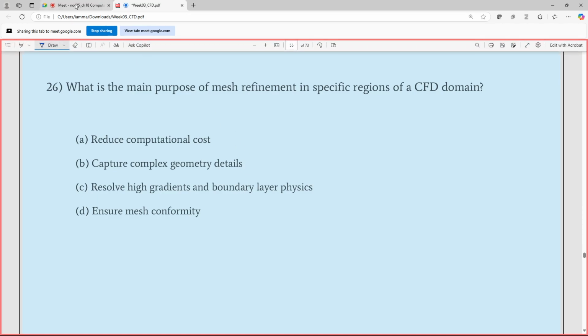Next question. What is the main purpose of mesh refinement in specific regions of CFD domain? The question is on mesh refinement in specific region of CFD domain. Option A, reduce computational cost. Option B, capture complex geometry details. Option C, resolve high gradients and boundary layer physics. Option D, ensure mesh conformity.